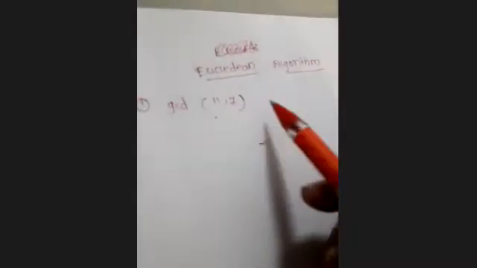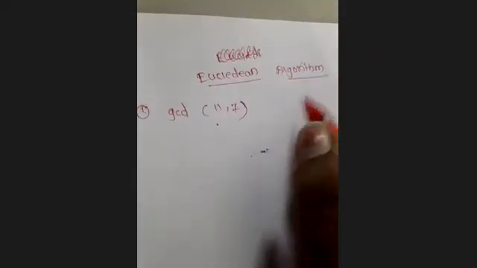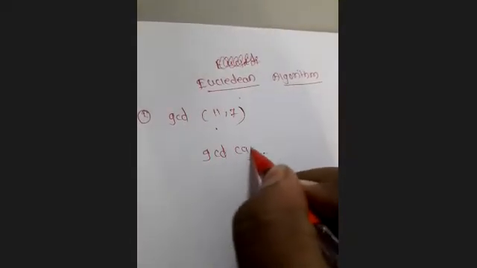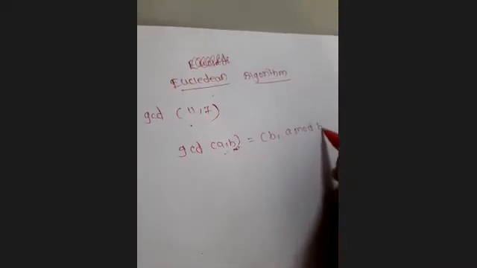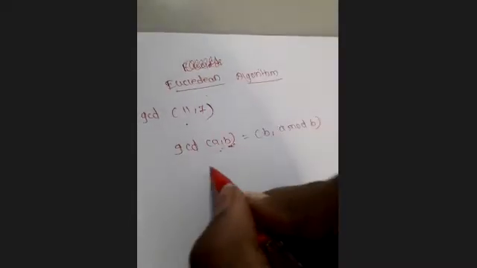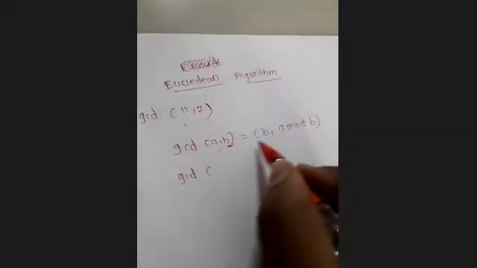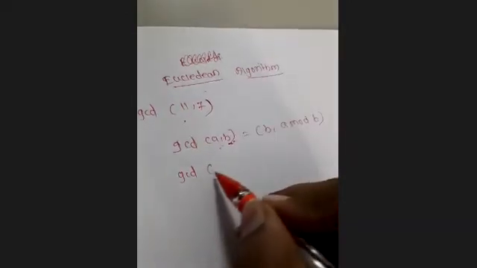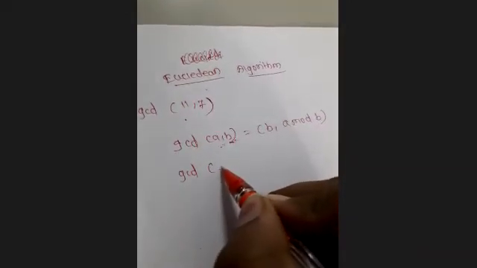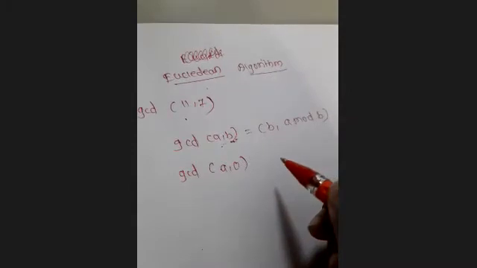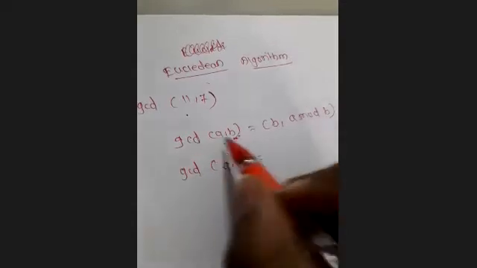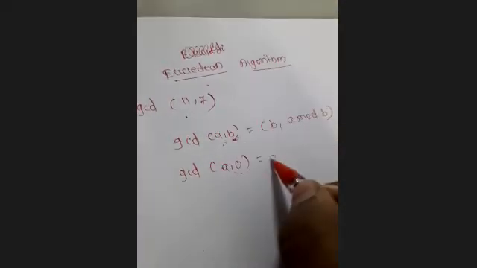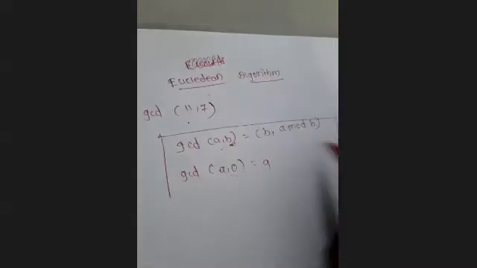Yes, the question is GCD of 11 and 7. The Euclidean theorem states that GCD of A comma B is equal to GCD of B comma A mod B. Whenever we reach the form GCD of A comma 0, then GCD of A comma B will be A. This is the theorem of the Euclidean algorithm, isn't it? By using this we have to solve this one.